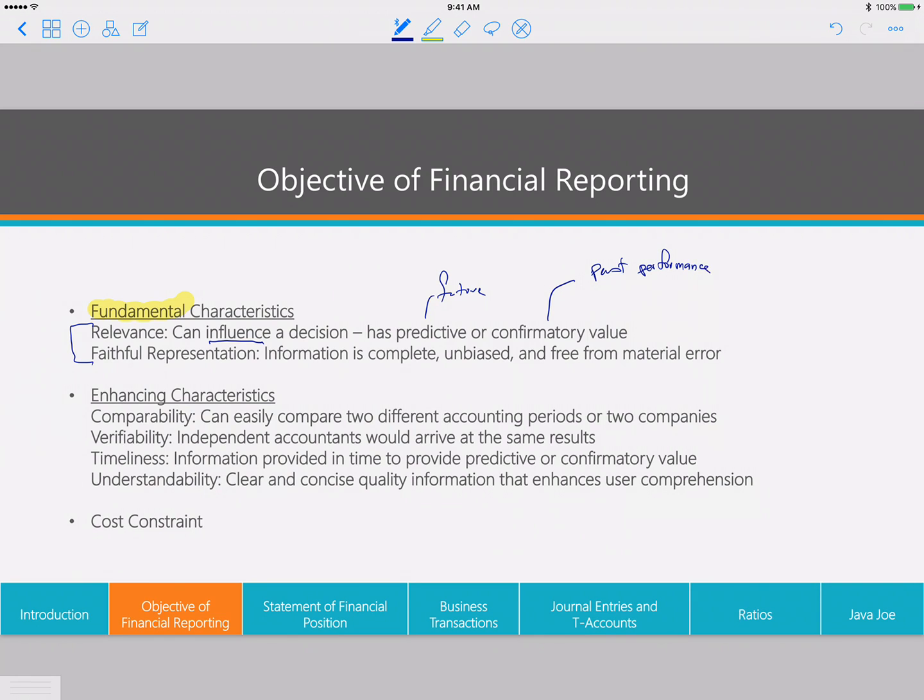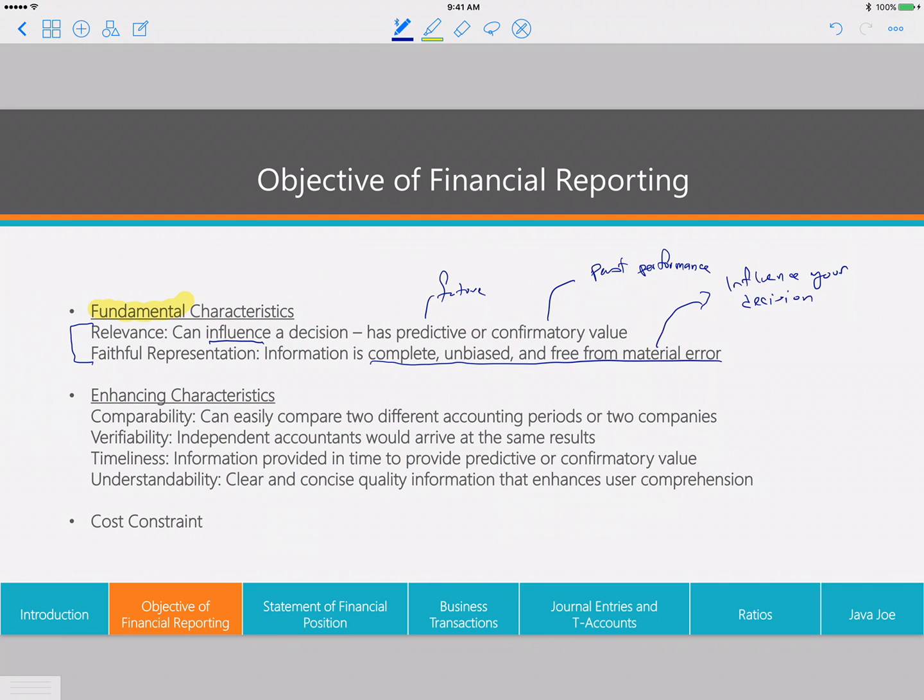The other bit of information it must have is faithful representation, and this is very important. Information must be complete, unbiased, and free from material error. The word material is very important in accounting, and basically what it means is that it would influence your decision.